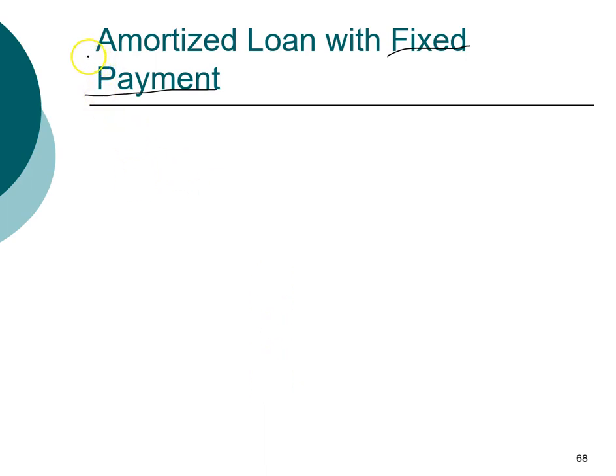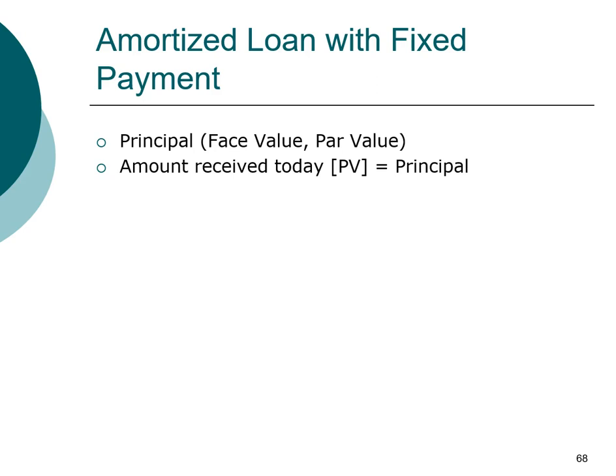And that's why it's called amortized, because the way that you can have your loan paid for at the end of the loan is by amortizing the principal and paying part of it over time. So let's take a look at how we can accomplish that. Again, we have principal or face value. This is the contractual value of the loan. The amount that you receive today typically is the principal. So this is the present value.